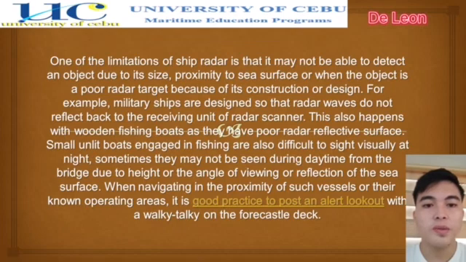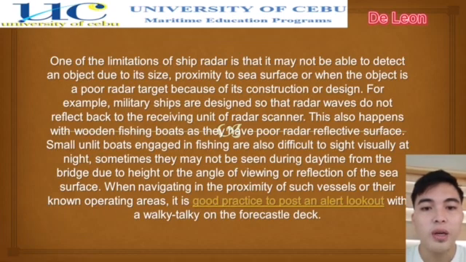One of the limitations of a ship's radar is that it may not be able to detect an object due to its size, proximity to the sea surface, or when the object is a poor radar target because of its construction or design. For example, military ships are designed so that radar waves do not reflect back to the receiving unit's radar scanner. This also happens with wooden fishing boats, which have a poor radar reflective surface. Small boats engaged in fishing are also difficult to sight visually at night. Sometimes they may not be seen during the daytime from the bridge due to the height and angle of viewing and reflection of the sea surface.